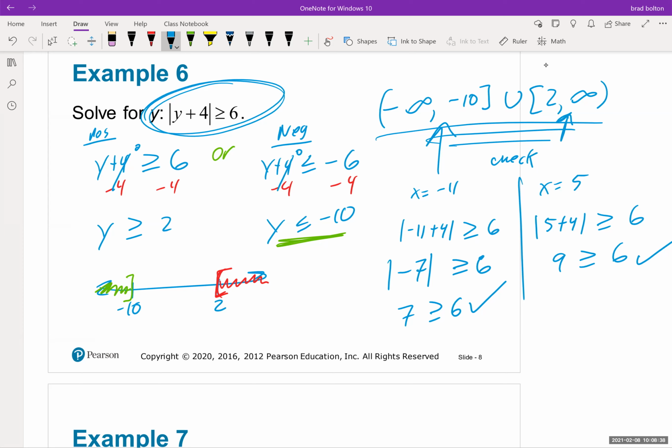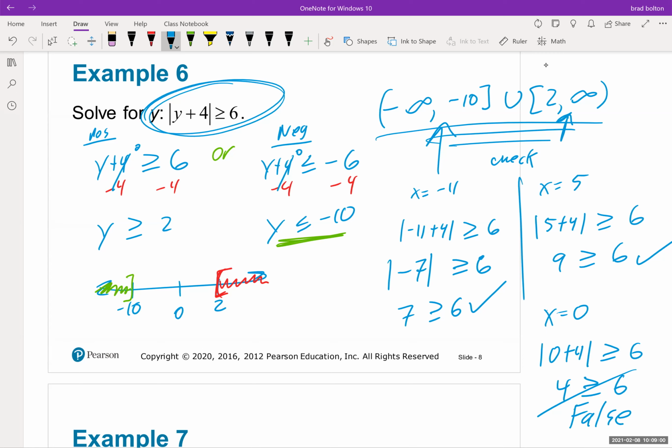Now we could pick something outside of this interval. Let's say 0. X equals 0 is not in our interval. That's like right here somewhere. It should not work. So let's try this. Absolute value of 0 plus 4 is greater than or equal to 6. 4 is greater than or equal to 6. This is a false statement, right?